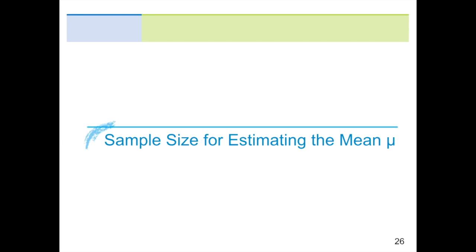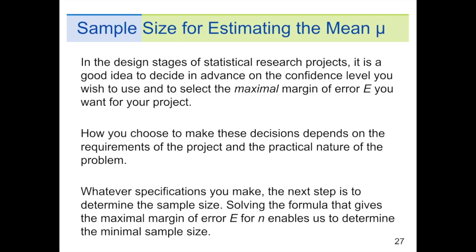Sample size for estimating the mean mu. In the design stages of statistical research projects, it is a good idea to decide in advance on the confidence level you wish to use and to select the maximal margin of error you want for your project. How you choose to make these decisions depends on the requirements of the project and the practical nature of the problem. Whatever specifications you make, the next step is to determine the sample size. Solving the formula that gives the maximal margin of error E for n enables us to determine the minimal sample size.